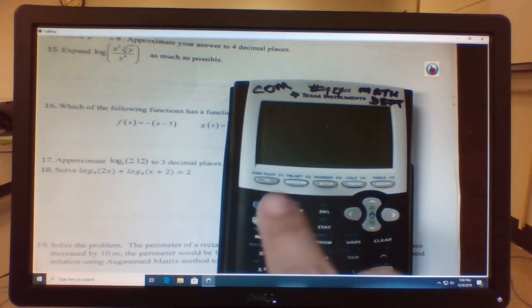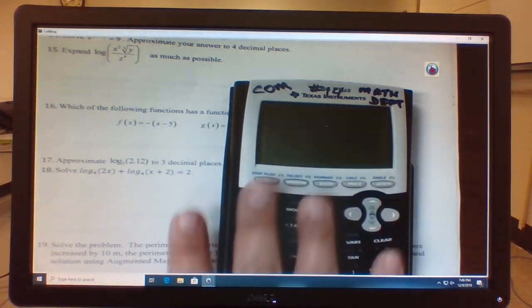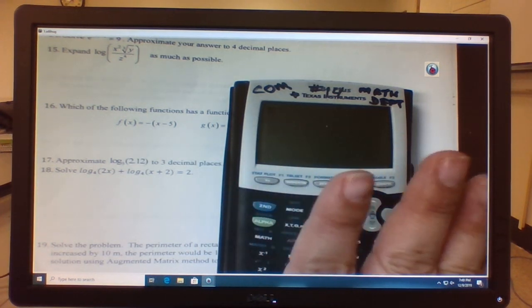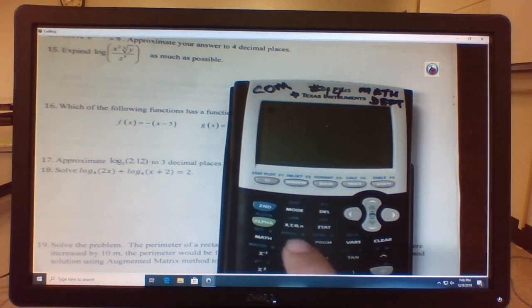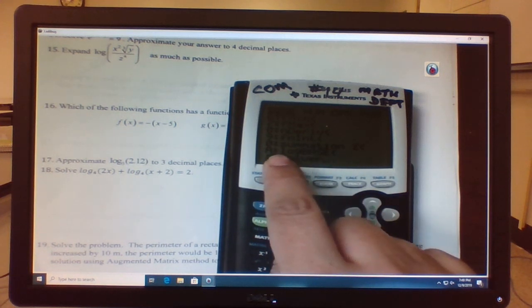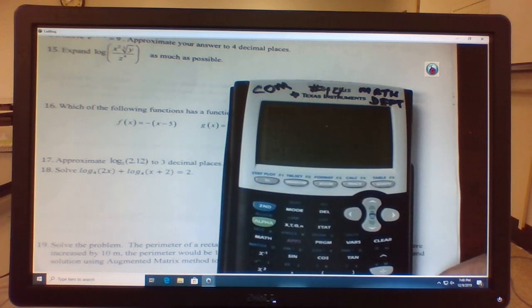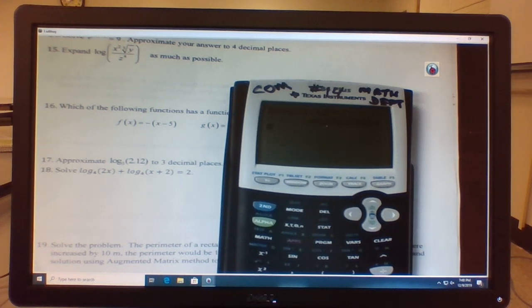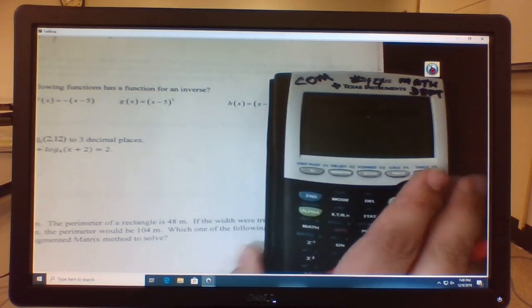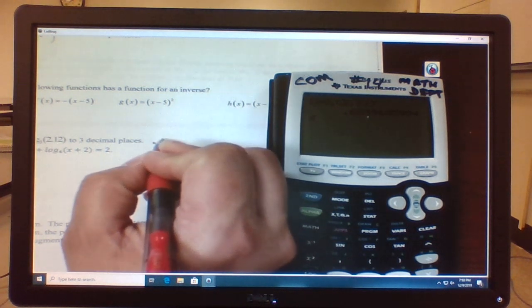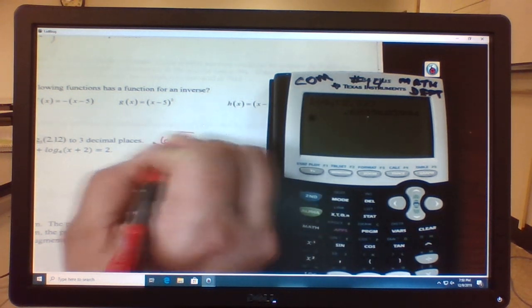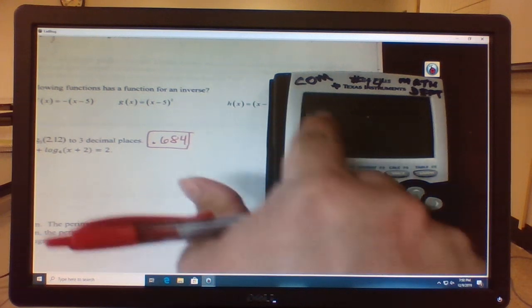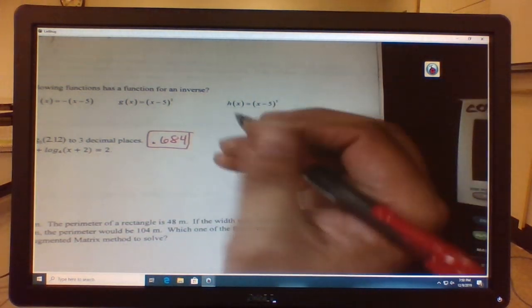But so to input this, if you have the ones with the latest versions, the TI-83 doesn't work this way. But if you have these, you could go to math, go up. You see where it says log base? You go there. It gives you the little subscript. You put the 3. You put 2.12. So my answer, it says round approximate to 3 decimal places, is going to be 0.684.